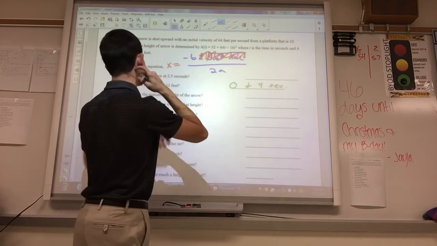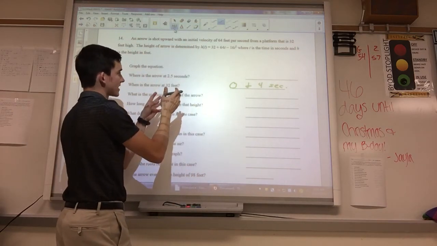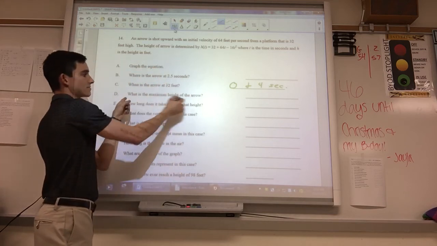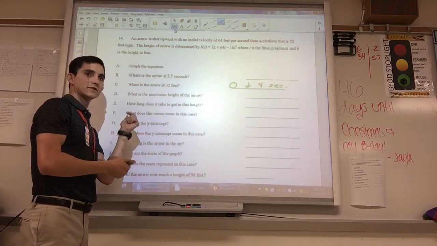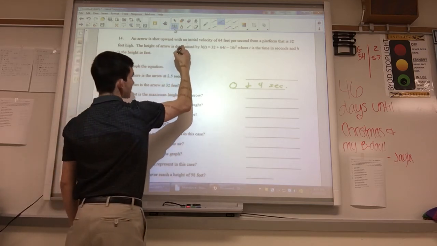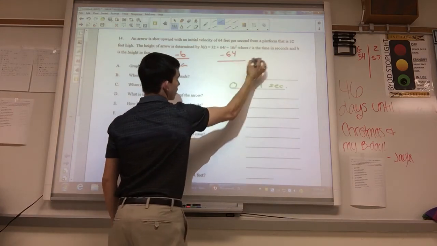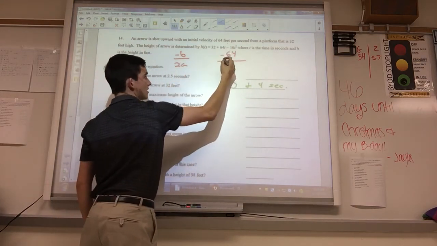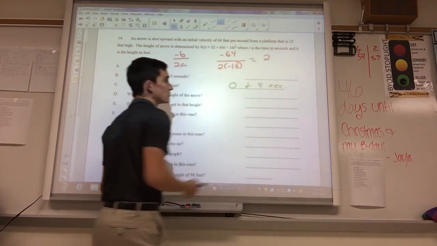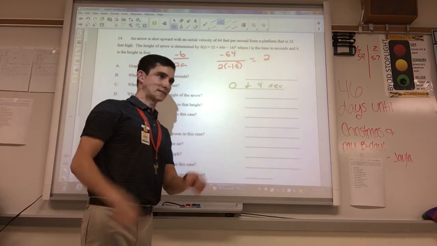Okay? So how do we find the maximum? I'm finding the vertex. Now the vertex is either the maximum or the minimum, right? The question is, what is the maximum height of the arrow, right? So by finding the vertex, I find the maximum. You get it? So negative b over 2a. Negative b is going to be negative 64 over 2 times a. Remember, a is right here. So over 2 times negative 16. So that's negative 64 over negative 32, which equals 2. Okay, well, that's not the maximum height, but what is that? The time. That's the time it takes to get to that height.